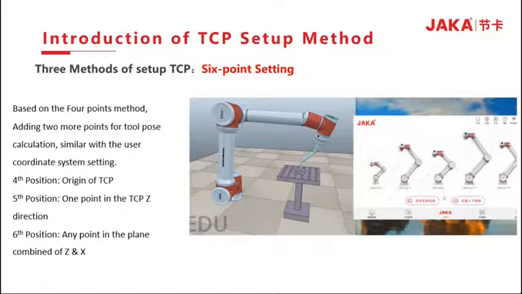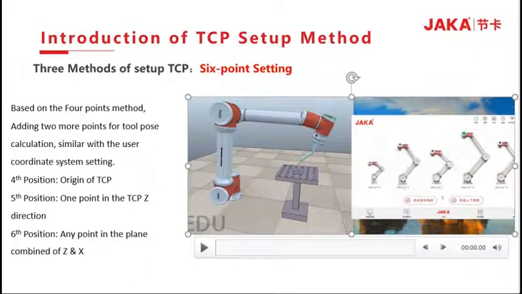The third method, 6-point setting. This method is based on the 4-point method, adding 2 more points for the tool pose calculation, similar to the user coordinate system setting. The 4th point is the origin of the tool center position. The 5th point is a little upper toward the TCP Z axis. The 6th point is any point in the plane composed of Z, O, X.